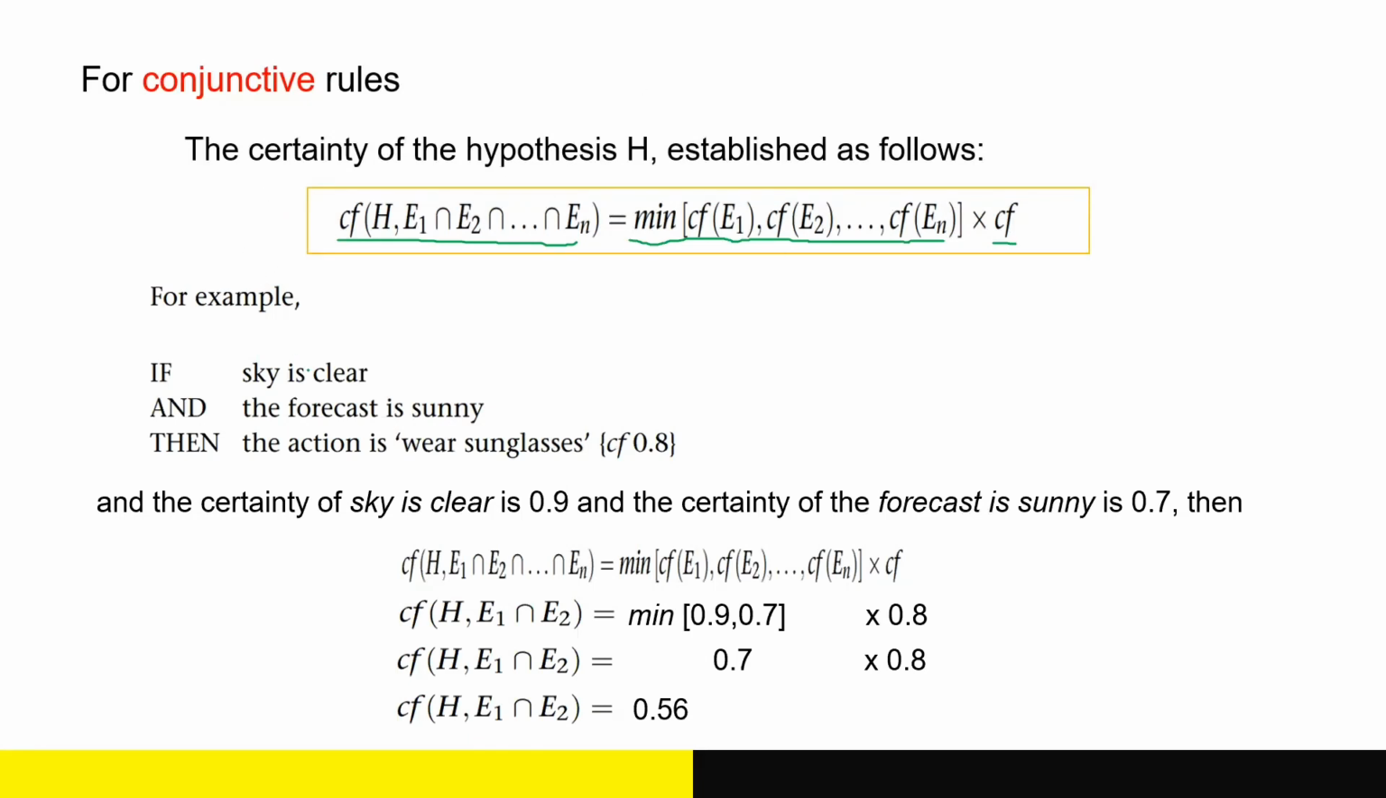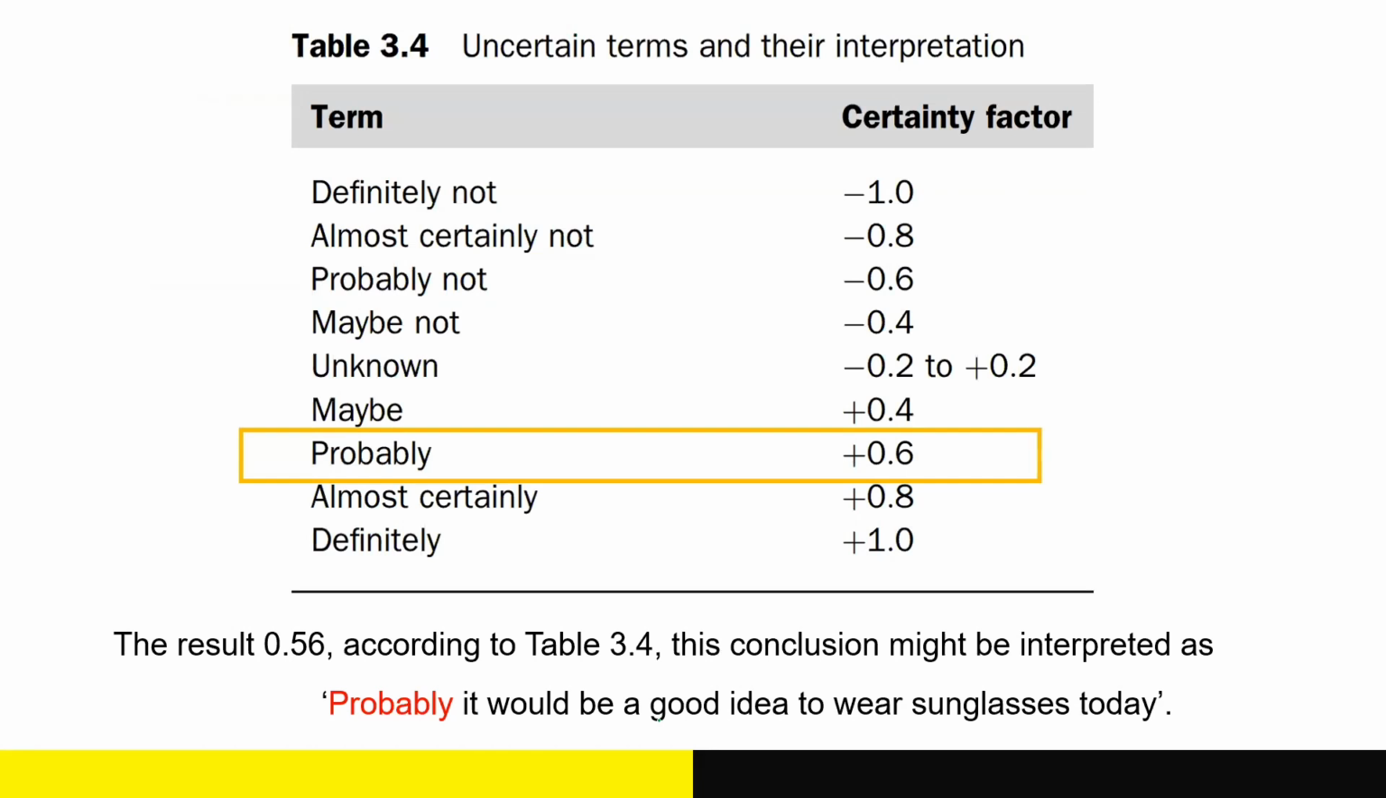The certainty of the sky is clear is 0.9, and the certainty of the forecast is sunny is 0.7. Then the certainty factor of hypothesis given evidence 1 and evidence 2 is equal to the minimum. Our evidence 1, that the sky is clear, is 0.9, and evidence 2, that the forecast is sunny, is 0.7, multiplied by the certainty factor 0.8. The minimum here for the two evidences is 0.7. So 0.7 multiplied by 0.8 gives a certainty factor of 0.56. And the result 0.56, according to table 3.4, this conclusion might be interpreted as: probably it would be a good idea to wear sunglasses today.